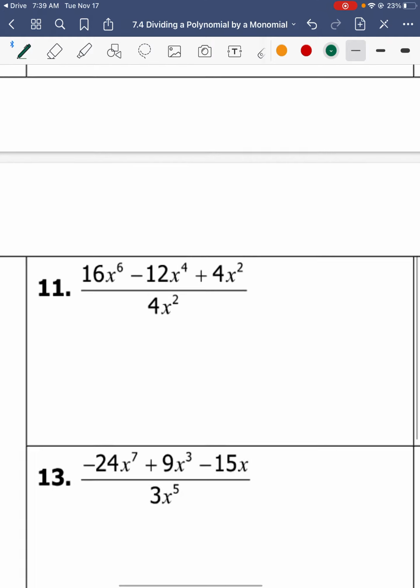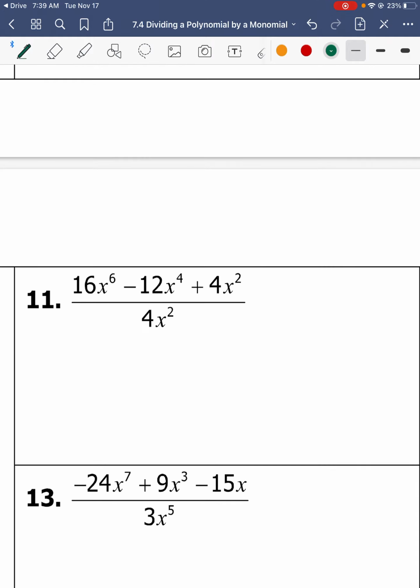Moving on to the second page, 6 more problems, and then 4 mixed practice, it looks like. So 11, now we have 3 terms on top, okay? And it's going to be the same method. We're just going to be taking each term one by one to divide by the denominator. So 16x to the 6th divided by 4x squared. 16 divided by 4 is 4. X to the 6th divided by x squared is x to the 4th. Remember, we have x to the 6th minus 2, which is 4, x to the 4th.